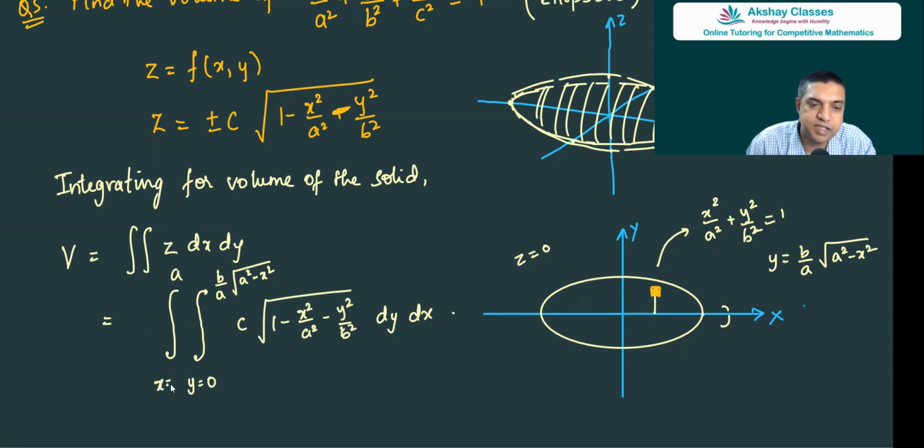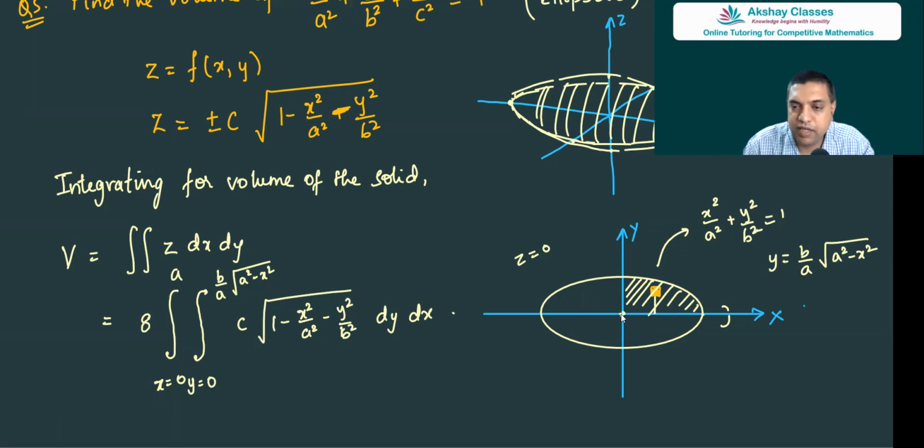This is x equal to 0 to a. Whatever volume I find here is multiplied by 8 times. Suppose in one octant I am finding the volume, that is multiplied by 8, not just 4. In a quadrant it would be multiplied by 4, but the volume is on the upper side and the lower side, so this multiplied by 8 will give me the volume.